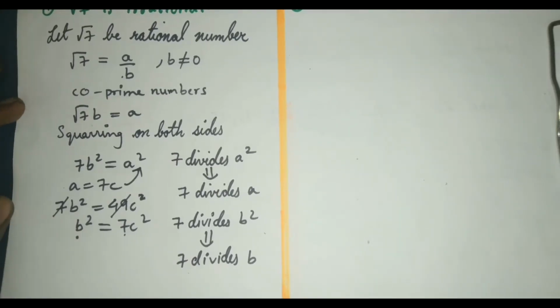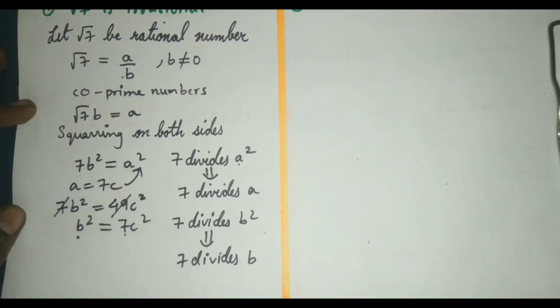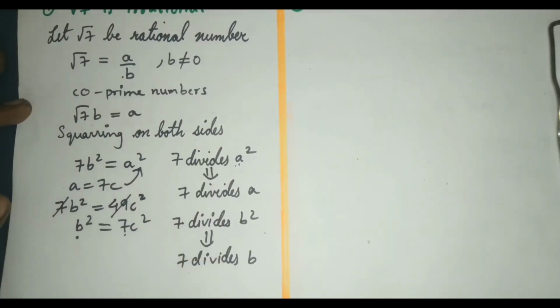So basically from this you have to understand that 7 is a common factor for both a and b. That you have to write, okay? 7 is a common factor of both a and b. So which is a contradiction, right? So our assumption is wrong. What was our assumption? That root 7 is a rational number.